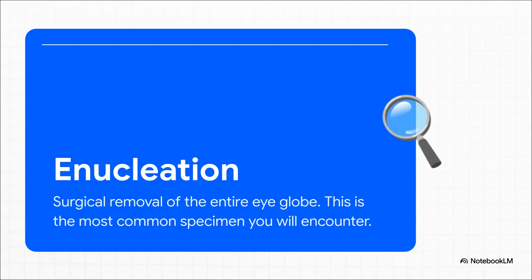First off, let's make sure we're on the same page with a key term, enucleation. It just means the surgical removal of the whole eyeball. This is, by far, the most common specimen you're going to see for uveal melanoma, so understanding what was done in the OR is step one before you even think about making a cut.